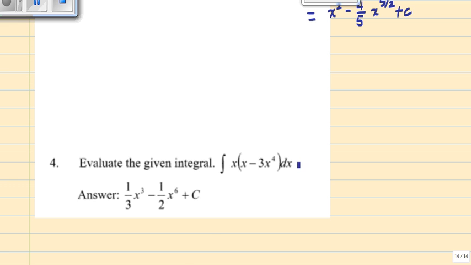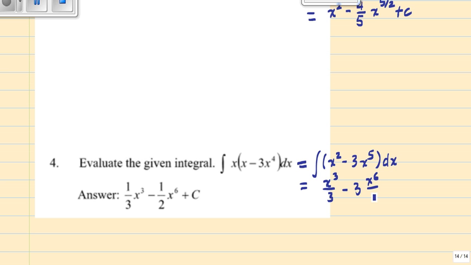Similar situation with this one, we have to now multiply through, so integral of x times the integrand, x times x is x squared, x times minus 3 is minus 3x to the power of 5 dx, and now we have exactly the same as before, so it's going to be x cubed over 3 minus 3x to the fifth, so it would be x to the sixth divided by 6, and then plus c, simplify, and we have our answer.